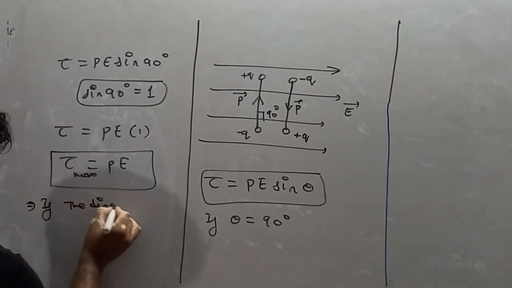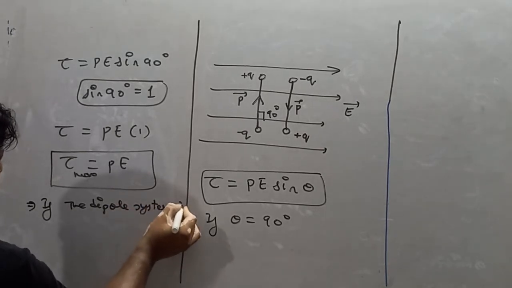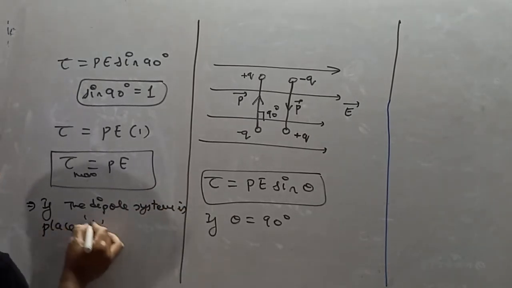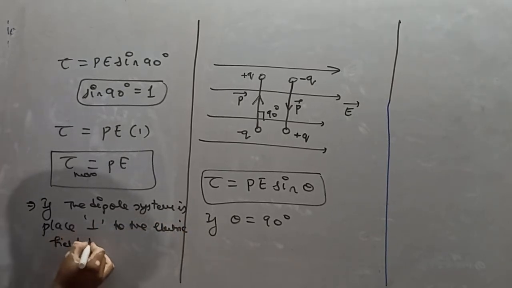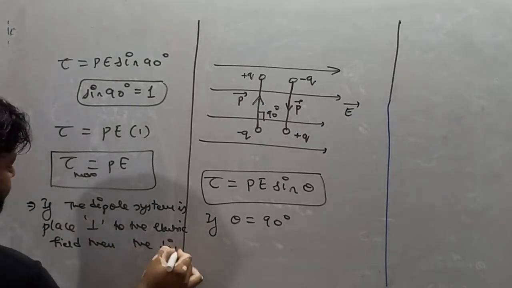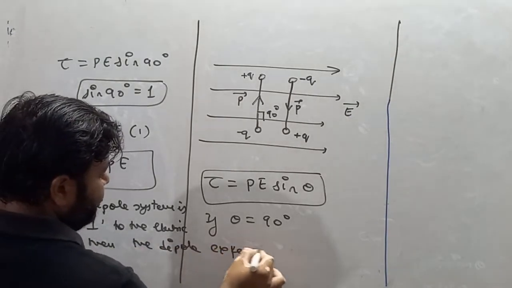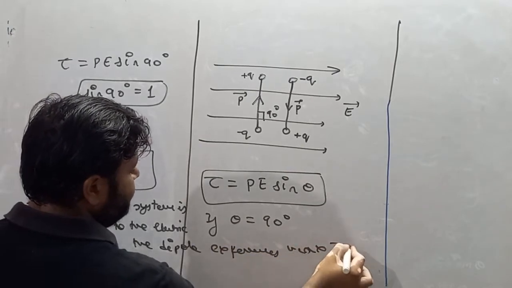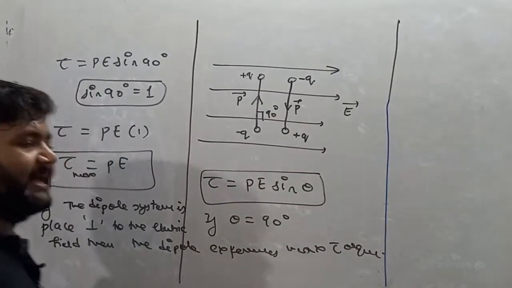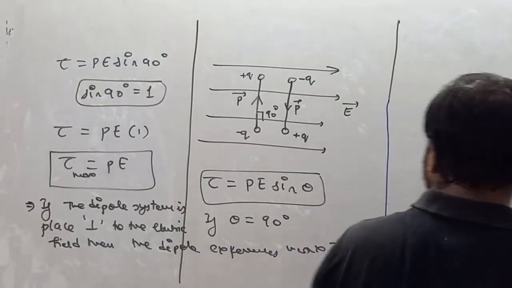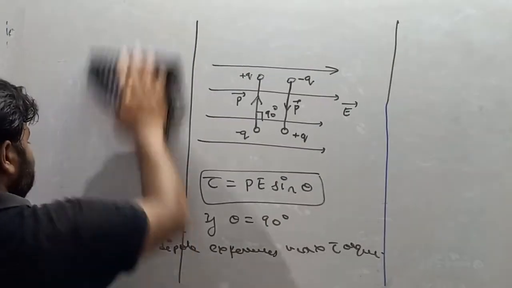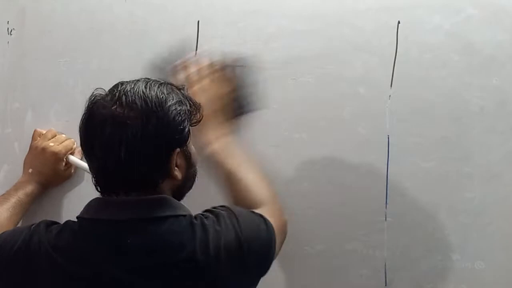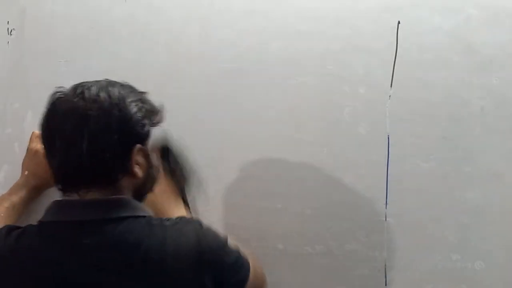So I'll write here: if the dipole system is placed perpendicular to the electric field, then the dipole experiences maximum torque, which is PE. Now write down case 2. I hope you all understand, this is a very easy concept.